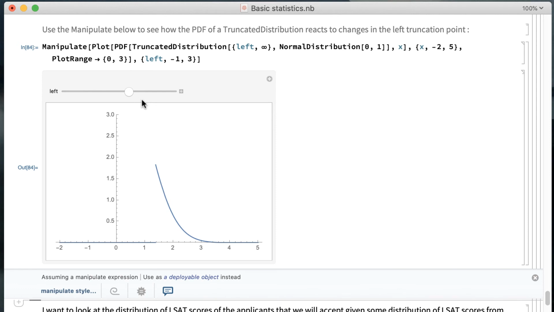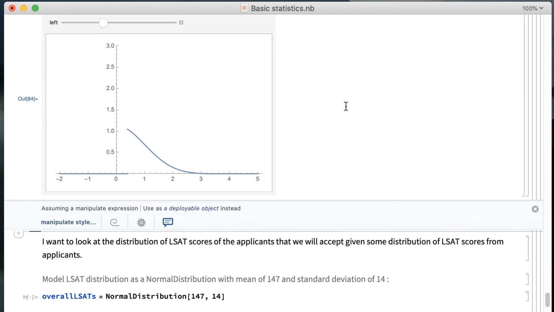And you can see that even though we start out with a normal distribution, we end up with something that doesn't really have a little bell. It's sort of going up to a bell and then dying out. So that is a truncated distribution.